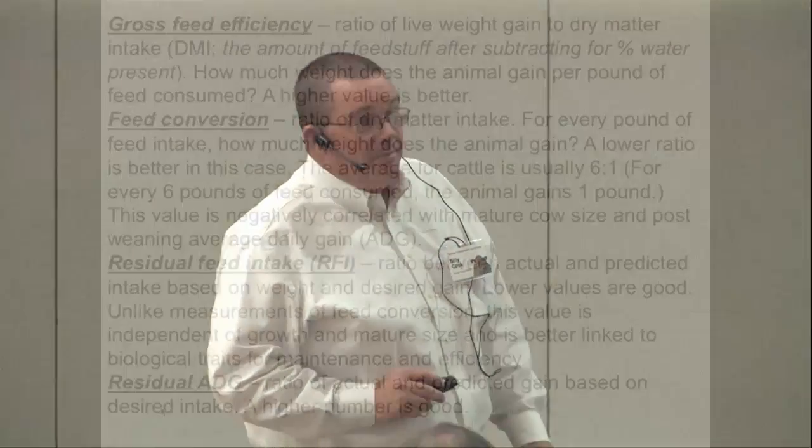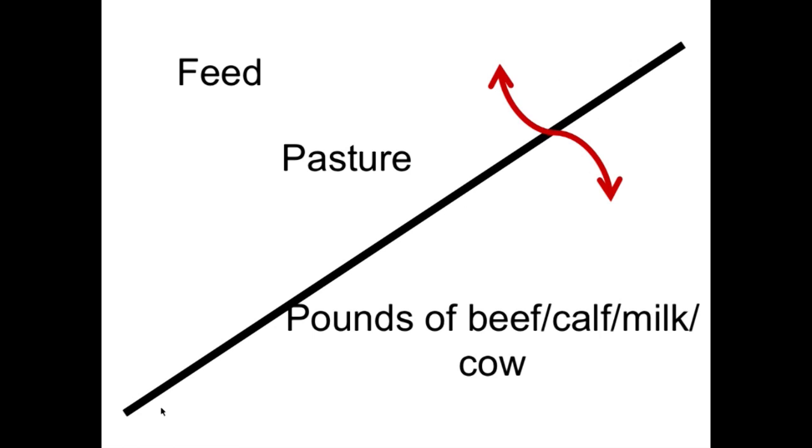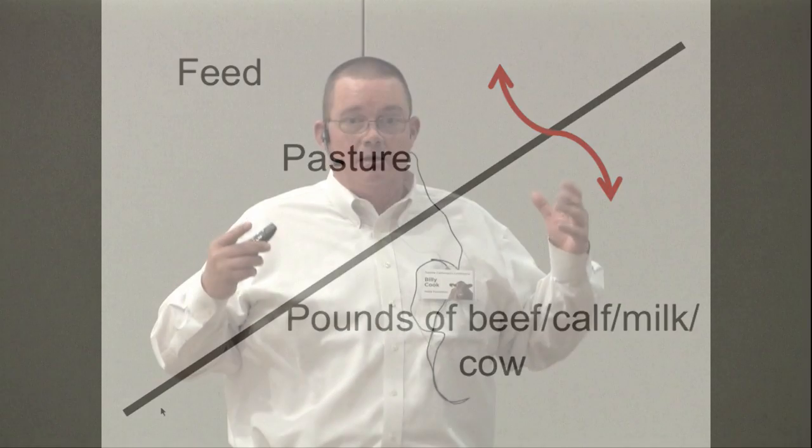When you start talking about individual beef cattle efficiency, you might have seen all of these terms: gross feed efficiency, dry matter conversion, residual feed intake, residual average daily gain, and some a bigger number's better, some a littler number's better, and I get all confused. I kind of try to make it simple. I got something going in, typically feed or some pasture, and I'm producing some pounds of an output, either it be beef, calf, milk, cow, something. Now that's efficiency I can kind of get my head around. I'm putting something in and I'm growing something.